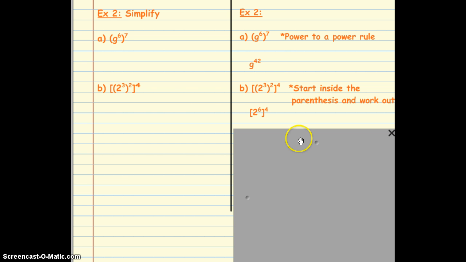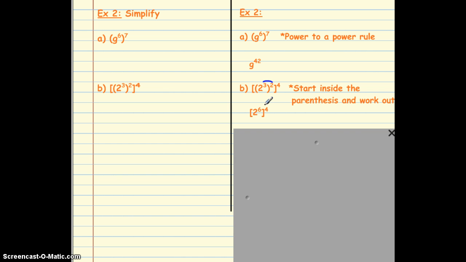Let me back up just a second. My bad. All right, 2 to the 3rd power to the 2nd power. We want to start inside. So we've got a power to a power. So 2 to the 3rd to the 2nd power, we get to multiply the exponents together, and 3 times 2 is 6. So we've got 2 to the 6th power, keep our brackets, and then we still have this 4th power outside. So now our problem is 2 to the 6th to the 4th.